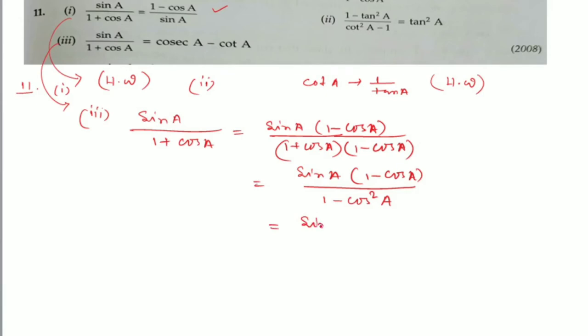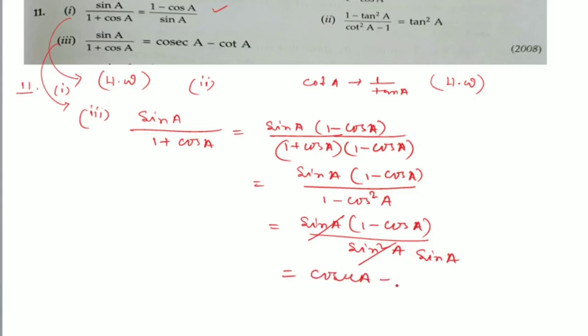Because a plus b into a minus b will be a square minus b square. So it will be sin A into 1 minus cos A divided by sin square A. So it will be 1 minus cos A divided by sin A. 1 by sin A means cosec A, and cos A by sin A means cot A. Okay. And this is your answer. Here you can put left hand side, and you have to write proved.